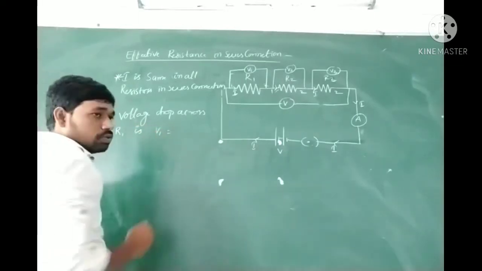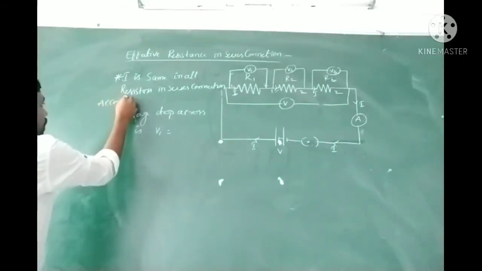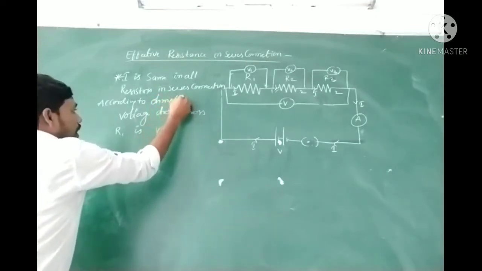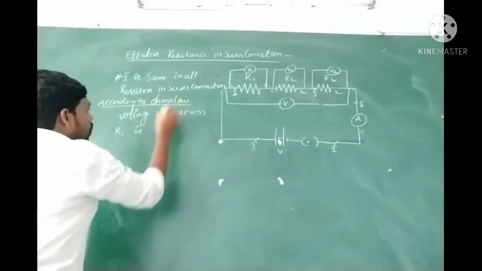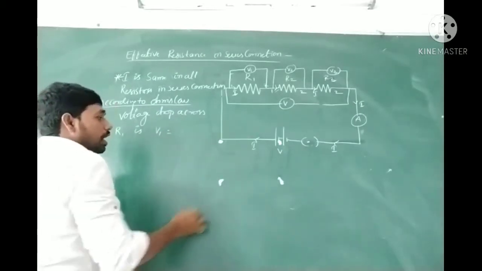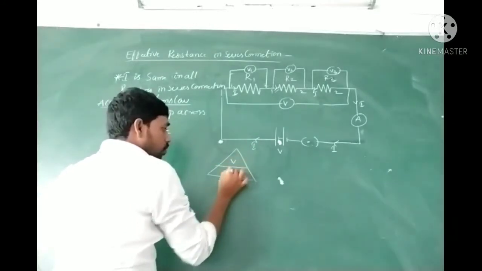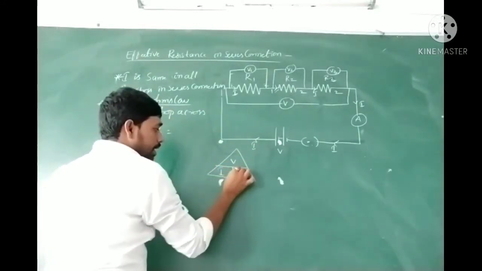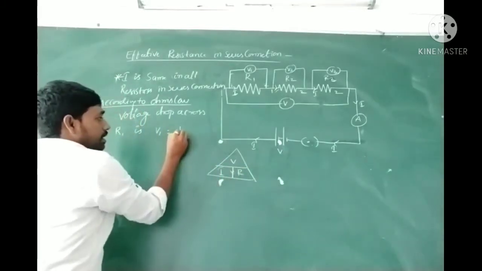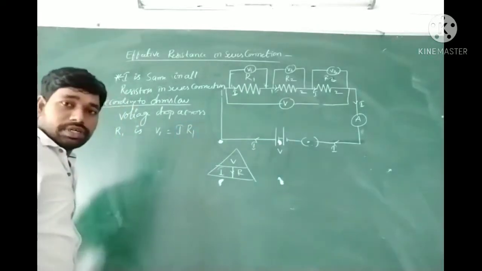V1 is equal to, according to Ohm's law, the voltage drop across R1. We know V is equal to IR. By the Ohm's law triangle you can see this is voltage, and this is current and resistor, both in multiplication. V is equal to IR. I is the current flowing in the R1 resistor, so it is IR1.